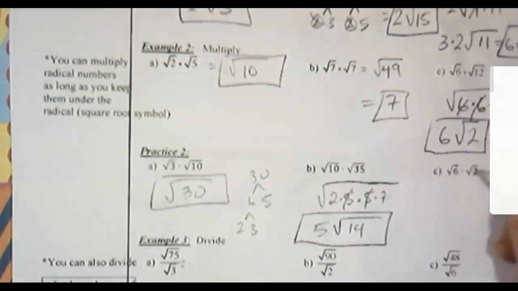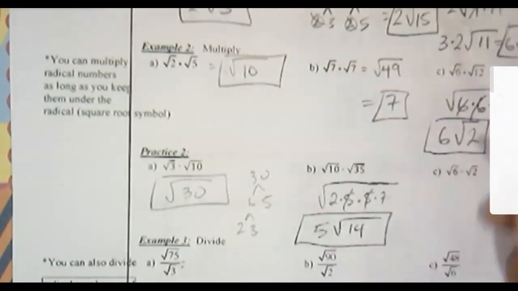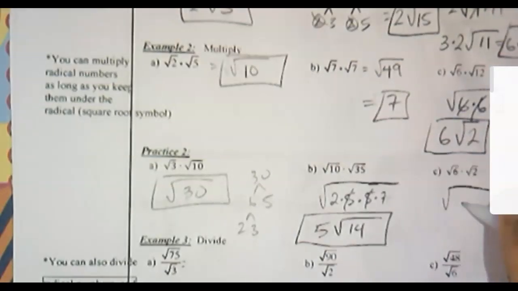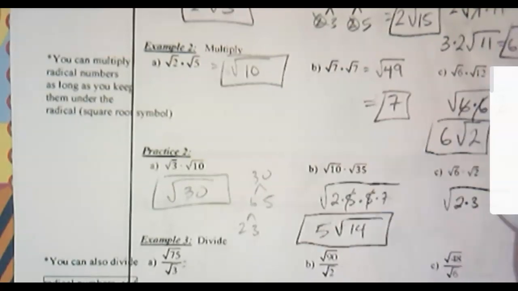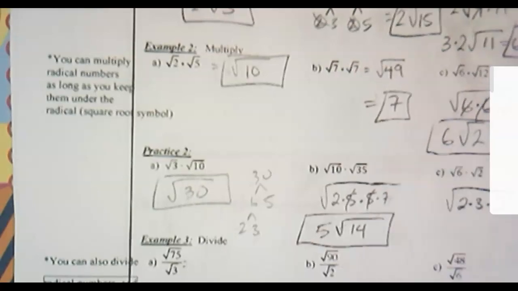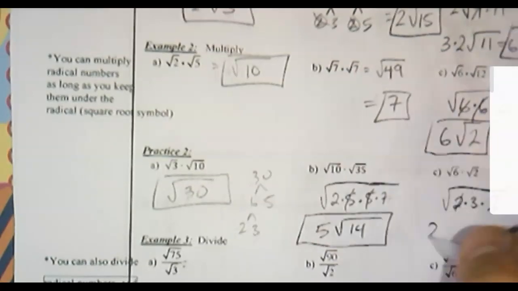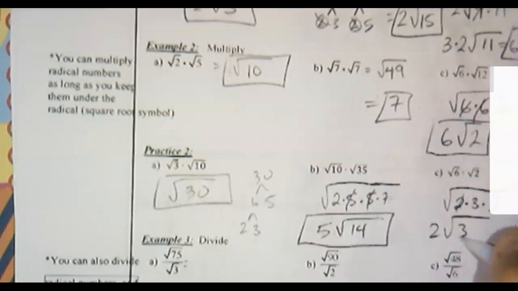Anything that stays under the radical, remember, you multiply it. Square root of 6 times square root of 2, that's square root of 12, but you may as well just break it down instead of multiplying. So 6 is 2 times 3, and then that 2, you're still multiplying by that. You got 2 2's, so bring one out. 3 stays under the radical.